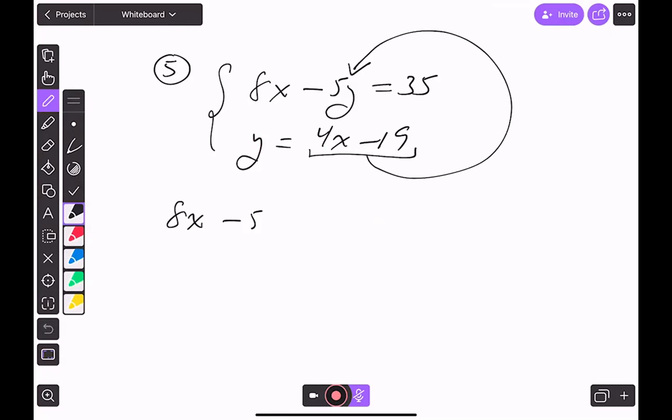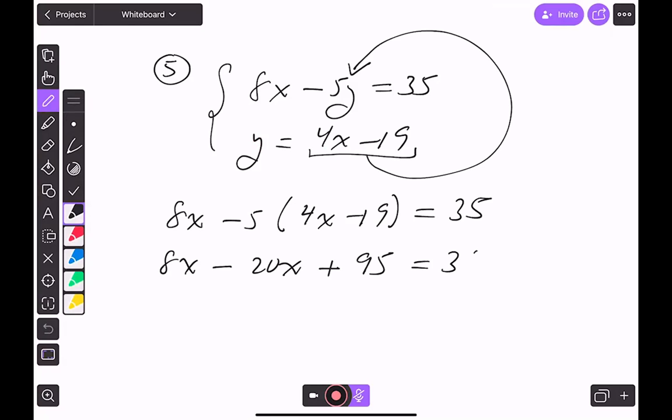8x minus 5y. Well, I believe y is 4x minus 19, equals 35. 8x minus 20x plus, let's see, that's going to give us 50 and 45, which is 95, equals 35. Let's keep going. Minus 12x, sorry about that, minus 12x. I'm going to subtract 95 from both sides, and you would get minus 60. So what's x? x is going to be equal to 5 then, right?